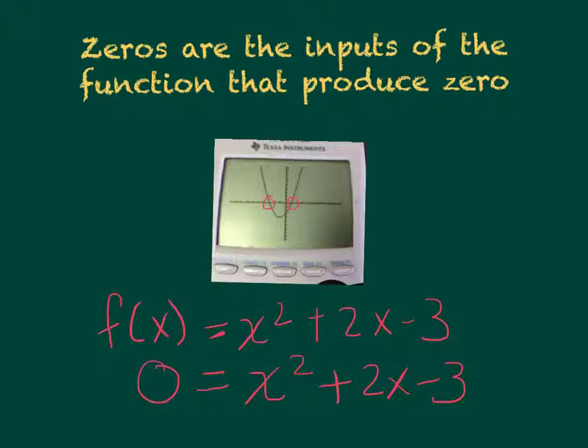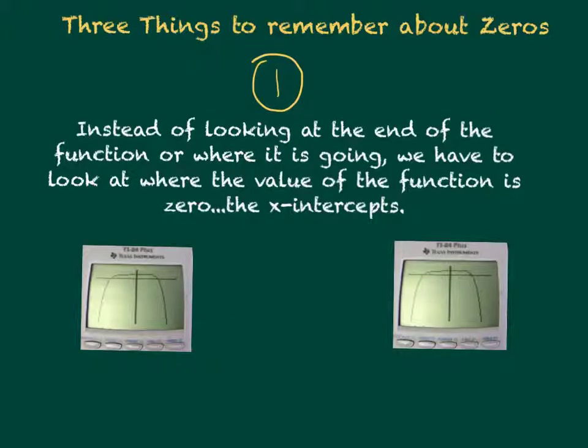The real ones are the x-intercepts, and we're actually going to be looking at what happens when we have imaginary zeros as well. So let's look a little bit more into the concept of zeros. There are 3 things we need to remember about zeros. Instead of looking at the ends, as we did in end behavior, we want to look at the zeros, or the x-intercepts.